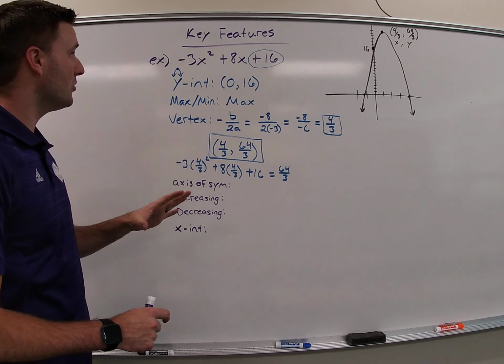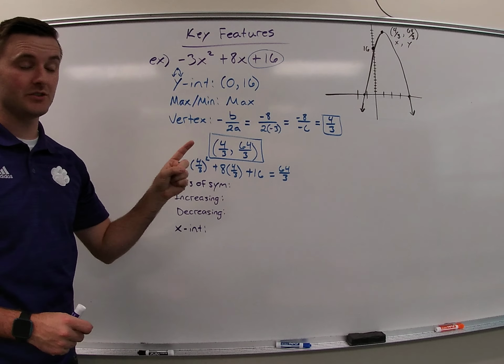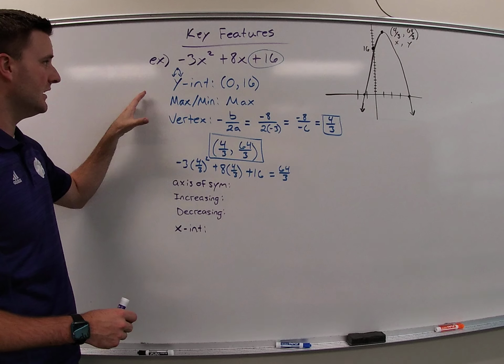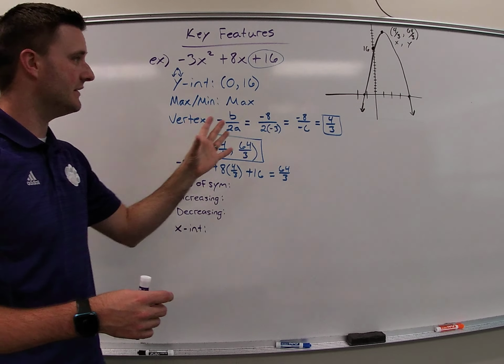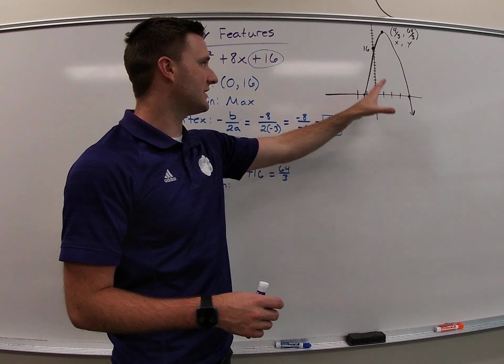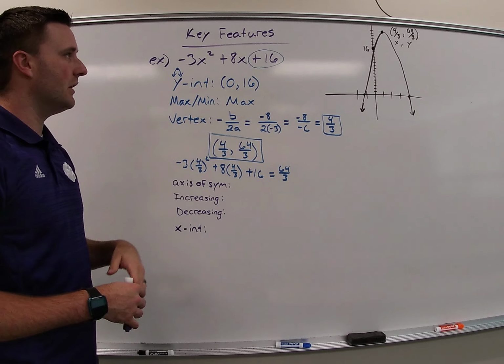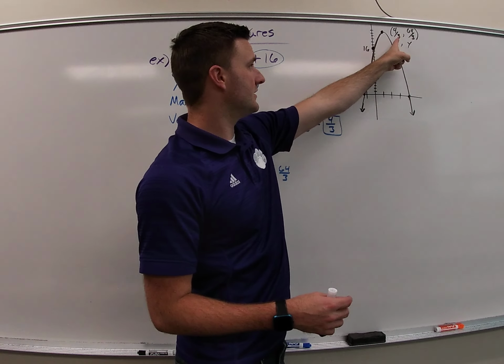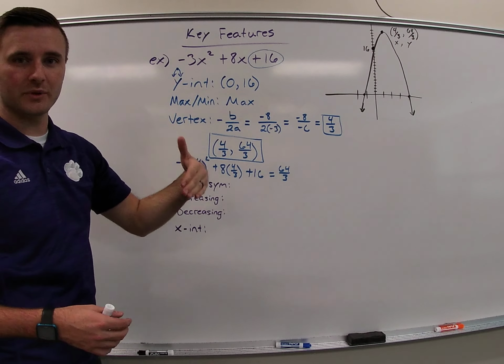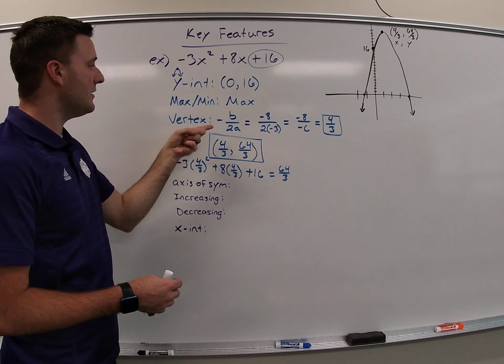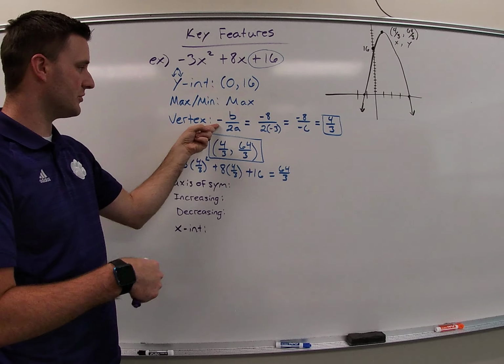Okay, so we have a few more key features of a quadratic function. It's the same problem that we just did, where we talked about the y-intercept, the max and the min, and the vertex. Now, I did a quick sketch. It's not perfect. Obviously, you can see I missed some points here. But we found that the vertex was 4 over 3, and we found that by taking the opposite of b over 2a.